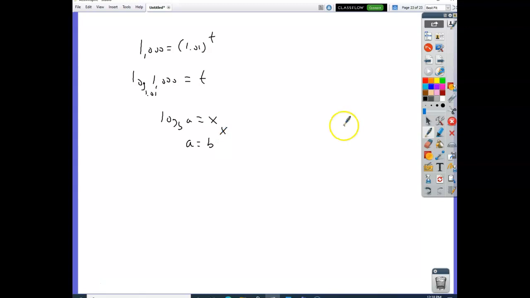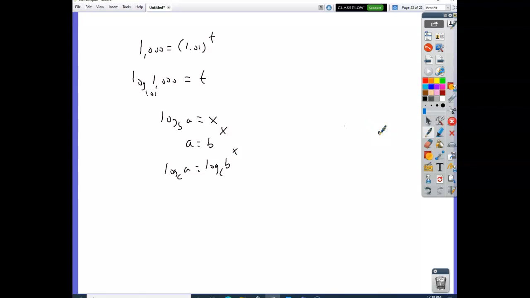Now I'm going to take log base C of both sides. I'm allowed to do that, correct? Yeah. So log base C of A is equal to log base C of B to the X. With me so far?